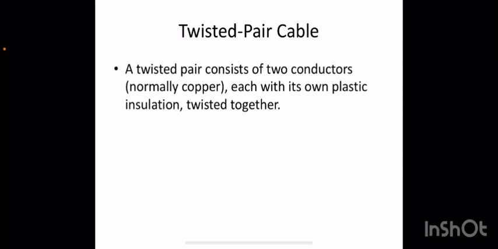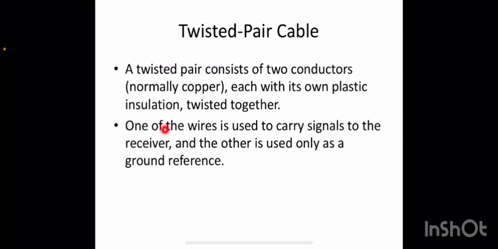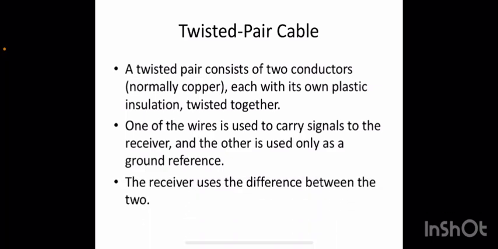A twisted pair consists of two conductors, each with its own plastic insulation, twisted together. One of the wires is used to carry the signal to the receiver, and the other is used as a ground reference. One will carry the actual information, the data we convert into a signal, electric current here. The actual data will be passed over one wire, and the second wire will act as a ground reference. At the receiver, it uses the difference between these two as the information.